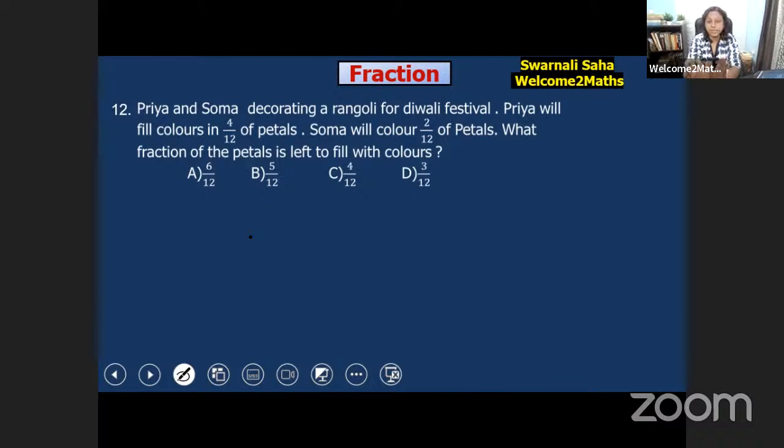Question number 12 is very easy to do. There are two people and they are decorating. Priya will fill colors in 4 by 12 of petals, and Shoma will color 2 by 12 of petals. What fraction of petals is left to fill with colors? That's all.